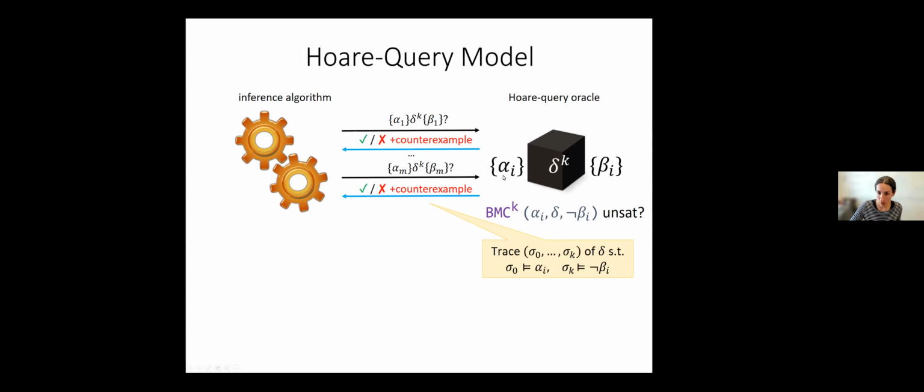And like before, if the whole triple is correct, then the oracle will just say yes, but otherwise it will provide a counterexample. Before, in the inductiveness model, a counterexample was a pair of states. Here, a counterexample would be a trace that starts from alpha I, ends in not beta I, and consists of k transitions of the system.